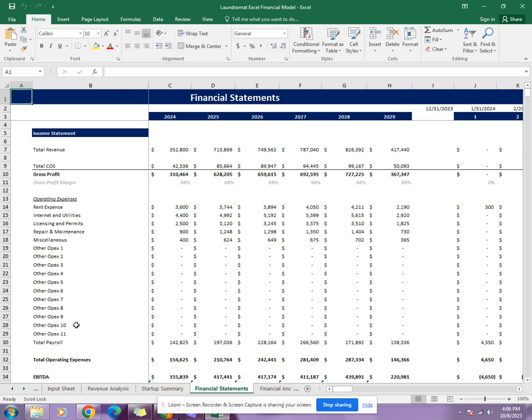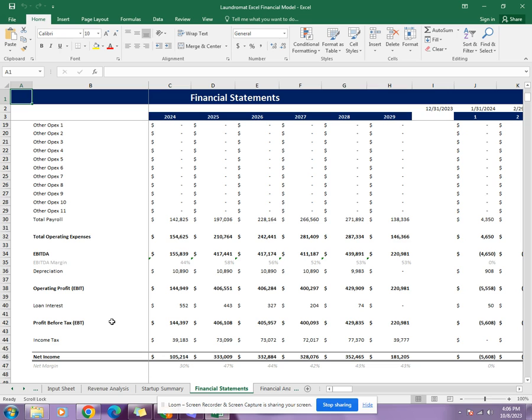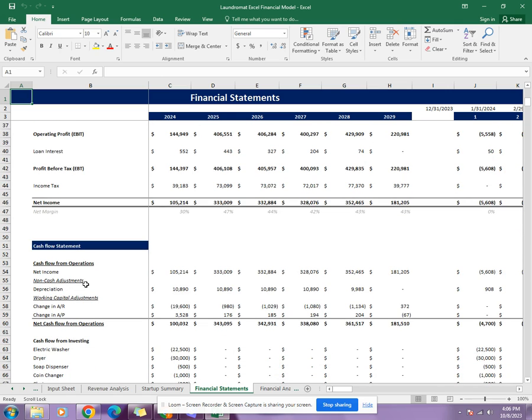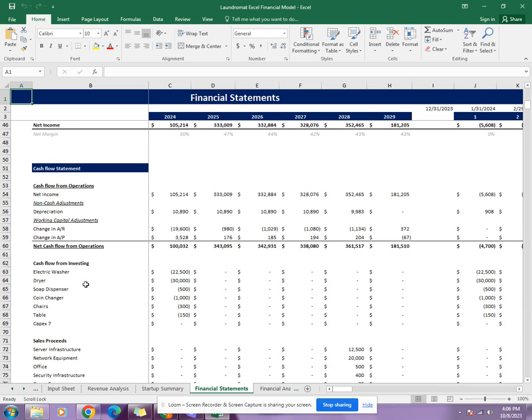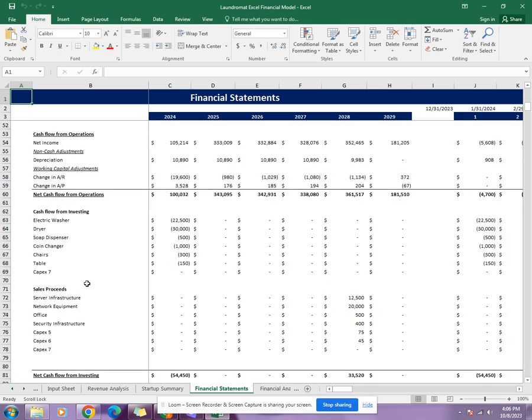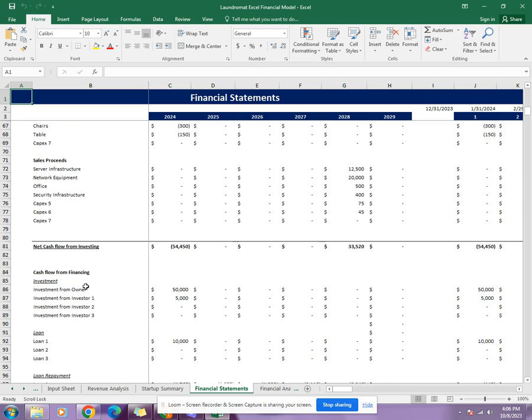Then comes the financial statements. As you can see over here, the financial statements include the income statement, which gives you the net income of the business on a monthly and yearly basis going up to 5 years. Then comes the cash flow statement. The cash flow statement gives you the inflow and outflow of the business through its operations, its investments, and its financings.